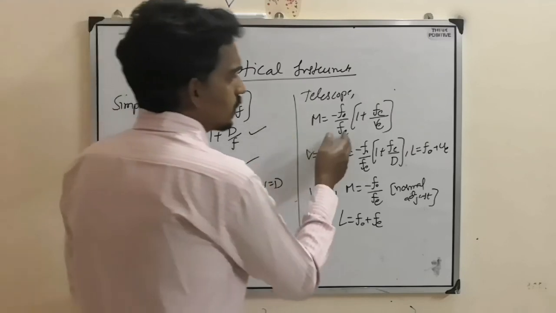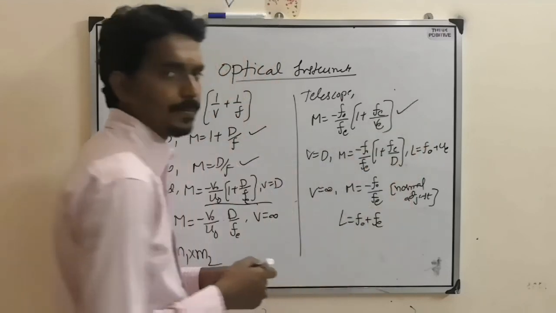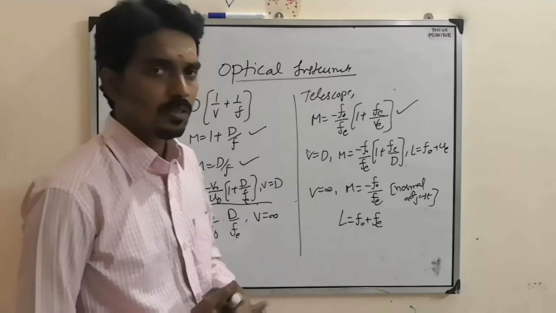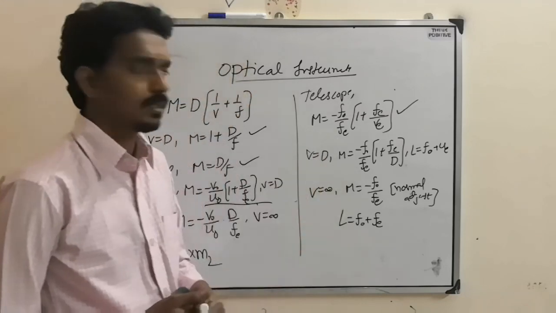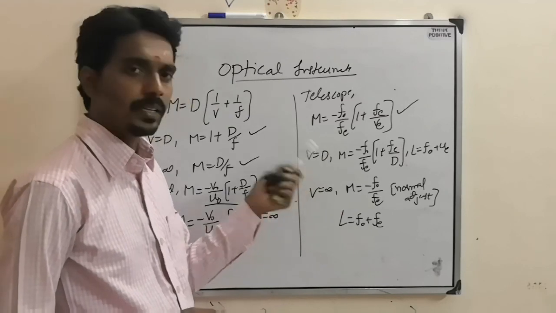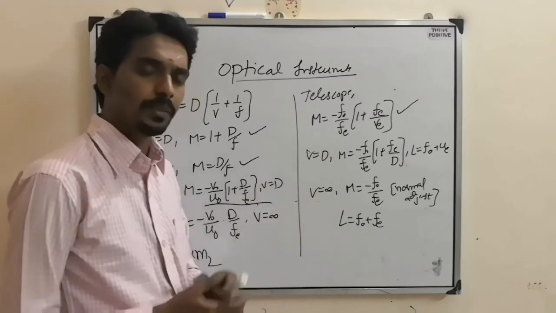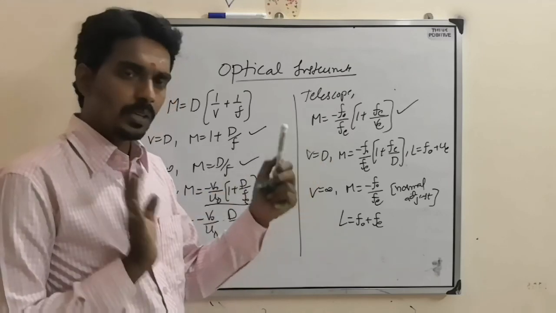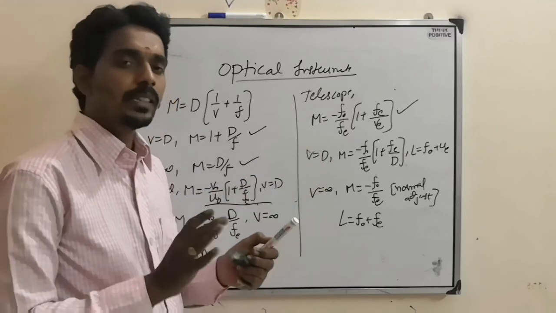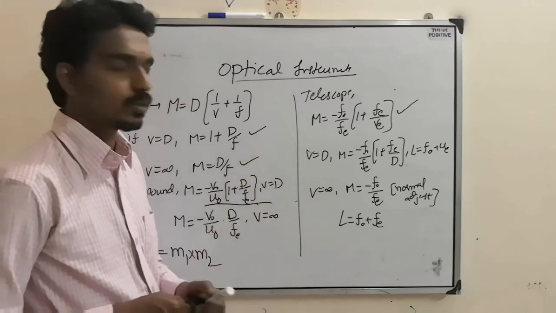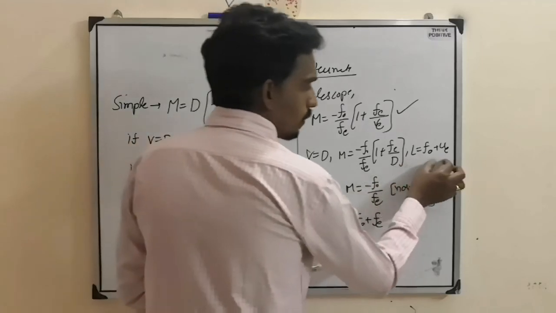So here this is the magnification formula, where F0 is the focal length of the objective and Fe is the focal length of the eyepiece. And here again two conditions will come: if the final image is at D, or if the final image is at infinity. The distance between the two lenses we call the length of the tube, the length of the telescope, or the length of the compound microscope.